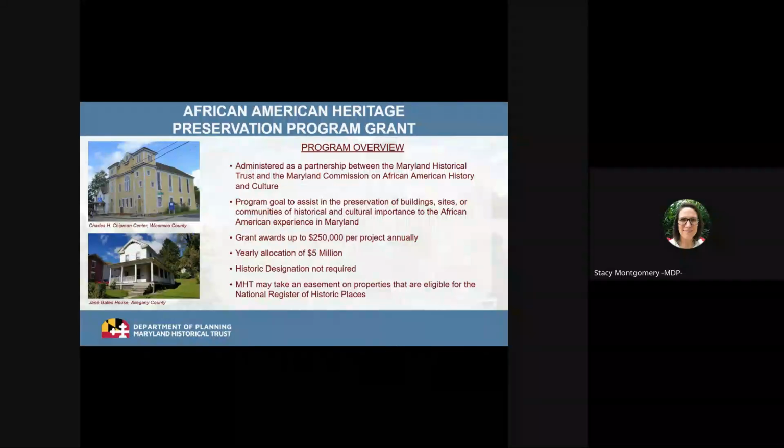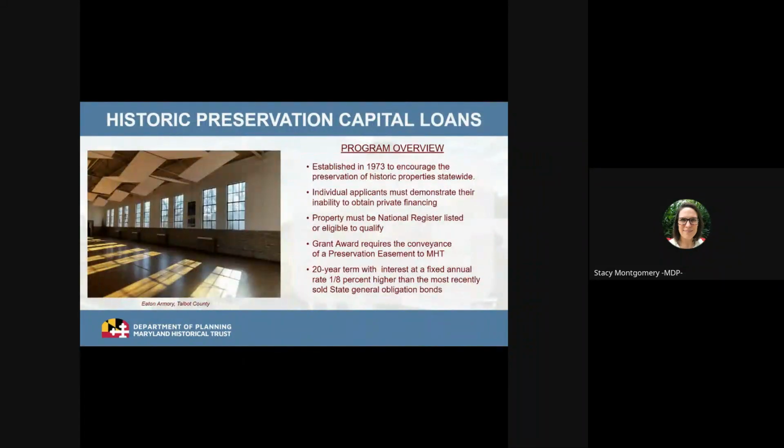Next slide, please. So the Maryland Historical Trust Capital Loan Program was established by the General Assembly in 1973 to encourage the preservation of historic properties statewide. For homeowners, the loan can fund acquisition, refinancing, or rehabilitation. But to be eligible for the loan program, homeowners must demonstrate that they are unable to obtain private financing for their project. The conveyance of an easement to the MHT is also required before the loan can be dispersed.